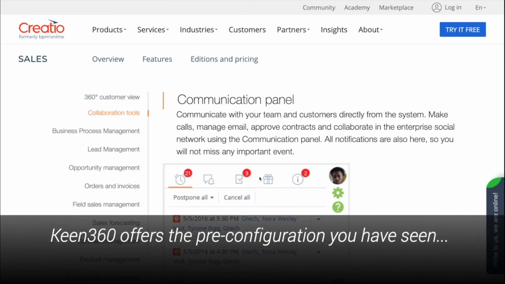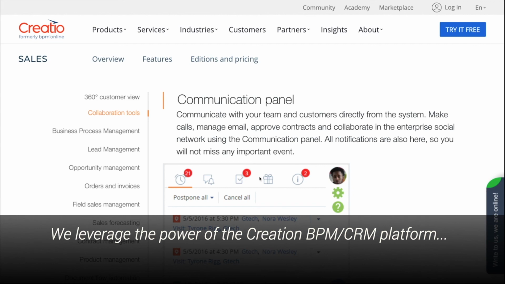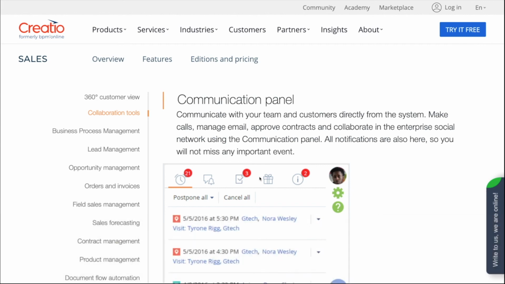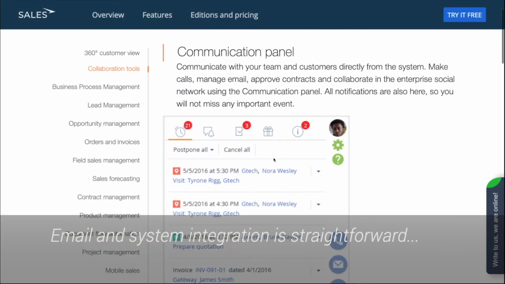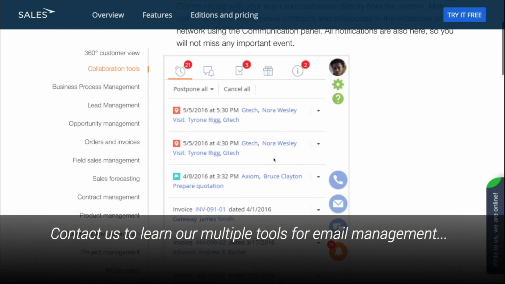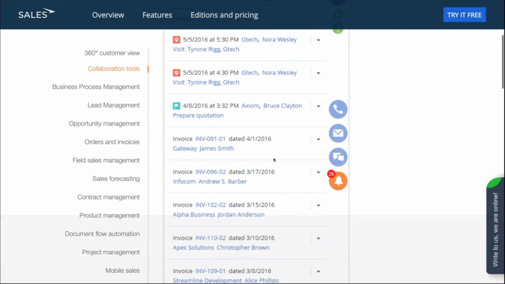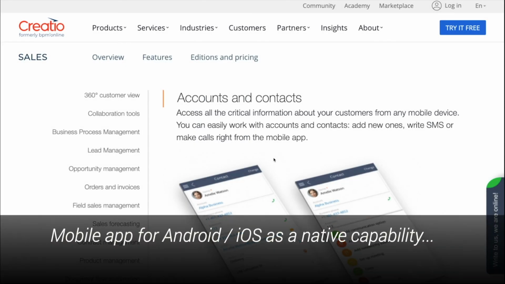What we have been reviewing is the Keen 360 pre-configured application for solution selling. We've been mentioning some of the native capabilities of the Creatio platform. Would like to point out to you that the email integration is straightforward with both Exchange Outlook and G Suite Google. Processing emails can be done in system or even in the mobile app that's available on the Android and Apple platforms.